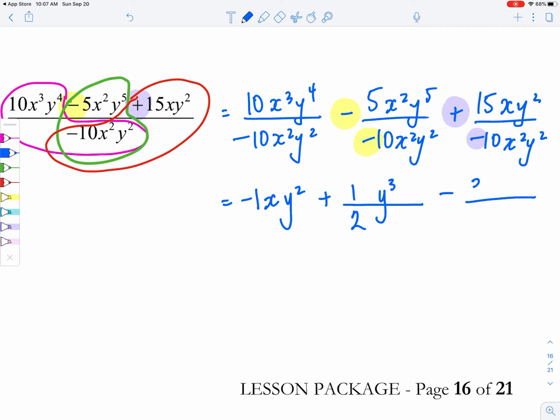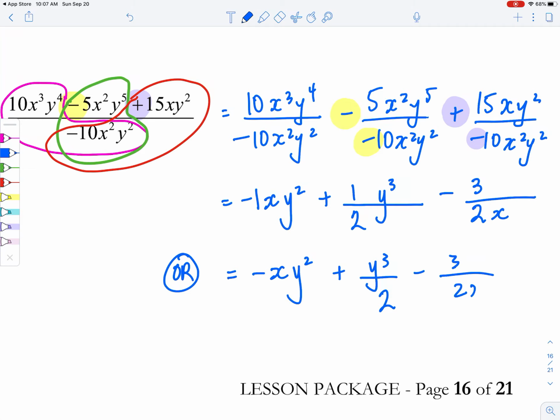15 over 10 is 3 over 2. x over x squared gives me an x in the bottom, and y squared over y squared, those cancel out. So that's our final answer. And we could write it without all the ones, so we could write it as minus xy squared plus y cubed over 2 minus 3 over 2x. That also would work as an answer.